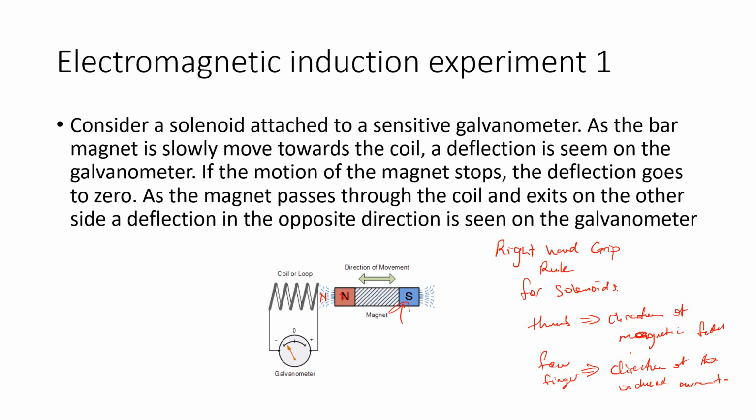So this is what we're seeing. Because you know that there's a north pole coming towards the coil, you automatically know that the coil is going to present a north pole at this position. So you know that the direction of the magnetic field from the coil is going that way. From that information, you can now see that the current is flowing over and coming down like this.